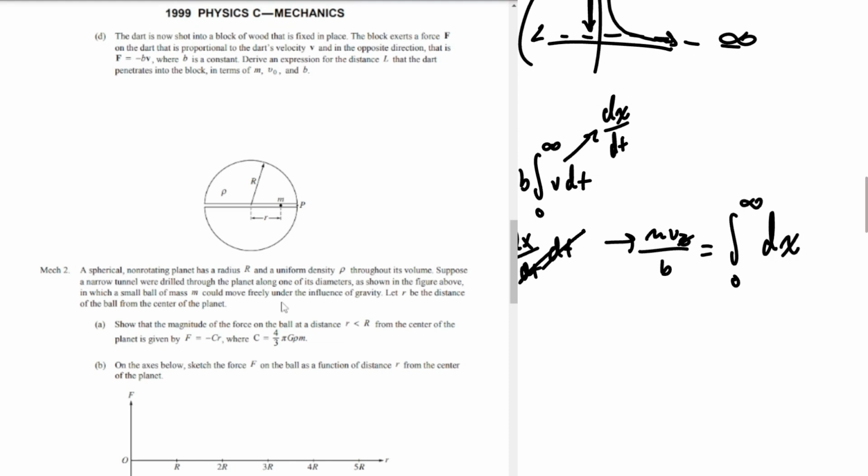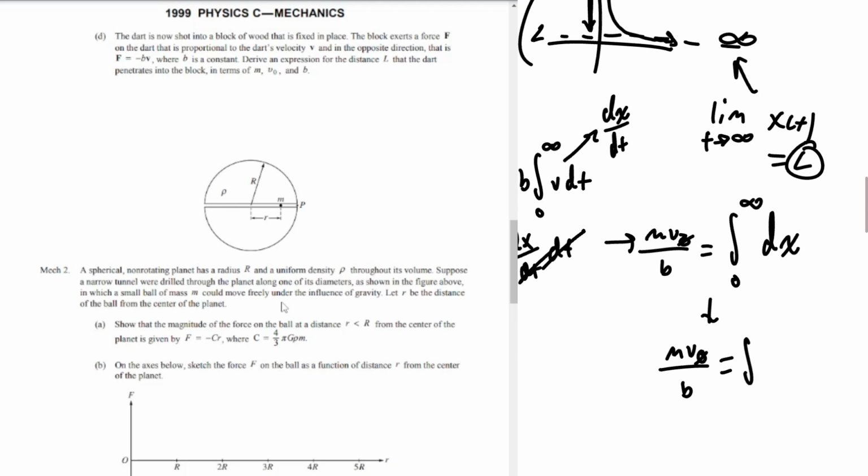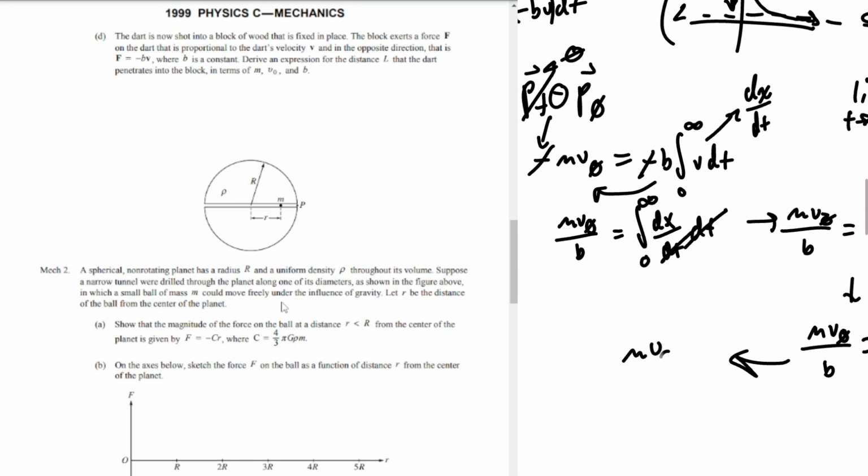So the integral of dx will give me the function x as a function of time, right? But I need to realize that as I approach t equals infinity, x of t, like I drew up here, will approach L, the distance at which the bullet lodges. So I'm going to rewrite this like this: mv naught over b is equal to the integral from 0 to L of dx. And that gets me mv naught over b equals L.